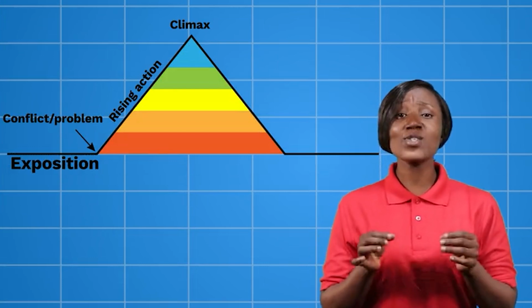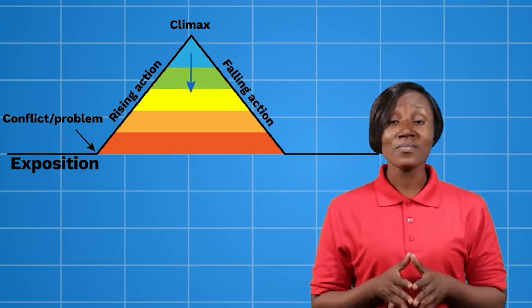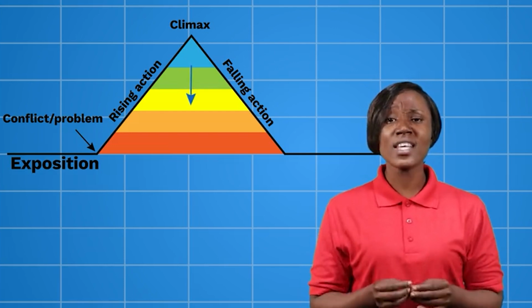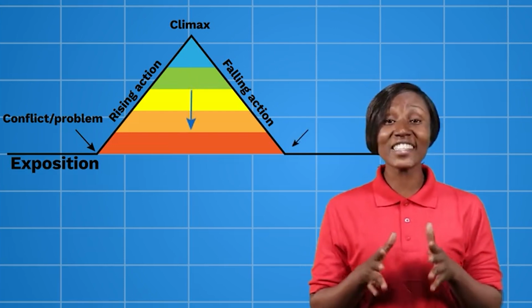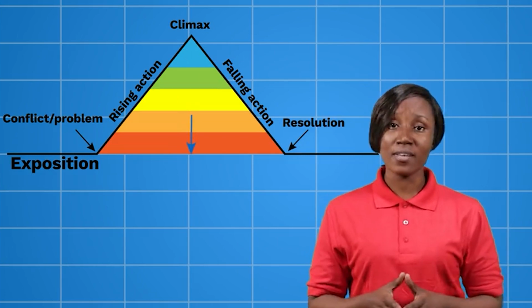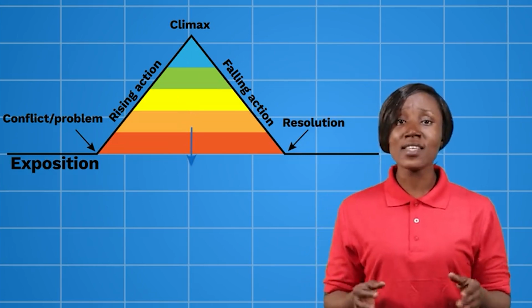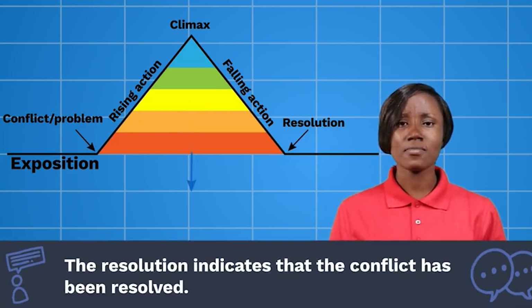After that, the story begins to come to a close with the falling action. This is a series of events that helps to further resolve the conflict. Finally, the resolution. This is simply the end of your story. As the name implies, the conflict has been fully resolved at this point.